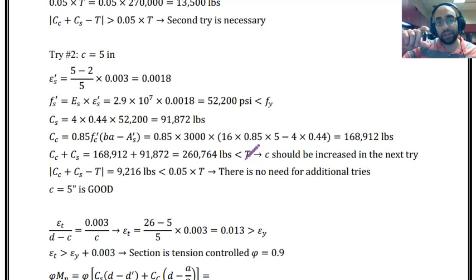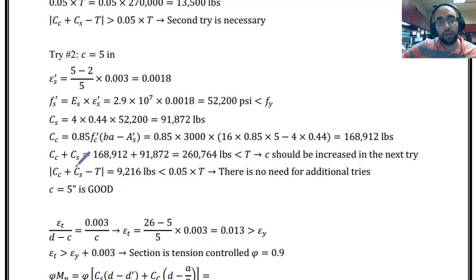That way A will be increased and compression will be closer to the tension. But that is just the information about a third try. I'm not sure, or I don't know yet, if I have to have a third try or not. For understanding the necessity of a third try, I have to compare the difference between compression and tension forces versus 5% of the tension force.